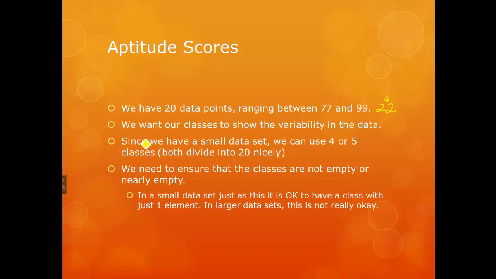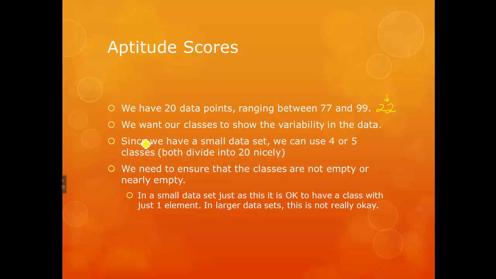But for this case, we have a small data set, so we can use 4 or 5 classes because they both divide into 20 nicely. I'm going to choose 5 because that's what your textbook uses, and I want to stick with what your book says. Also, if we choose 4, our class widths are going to be bigger, and it might not show the variability as nicely. So we need to ensure that the classes are not empty or nearly empty. There's no point in having an empty class unless it's actually in the middle, but then you can tweak your classes to eliminate that gap.